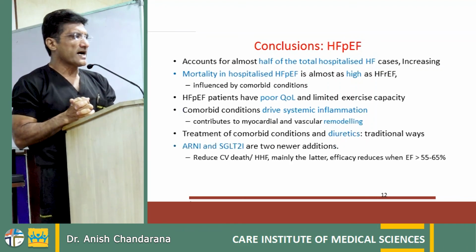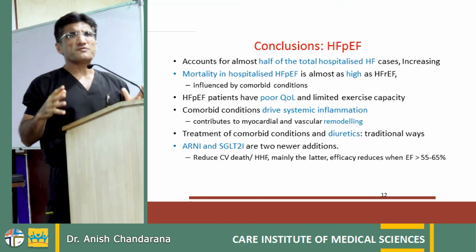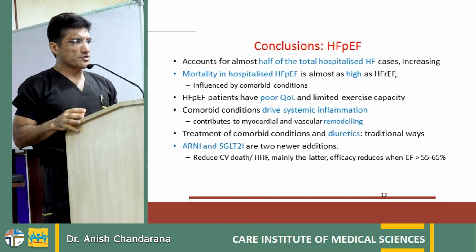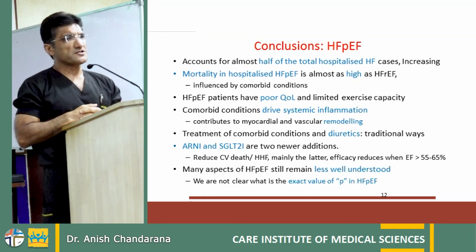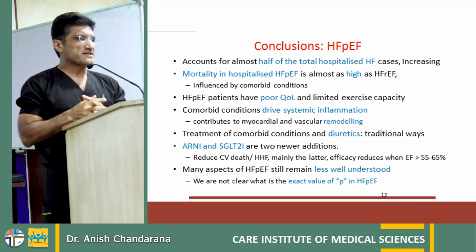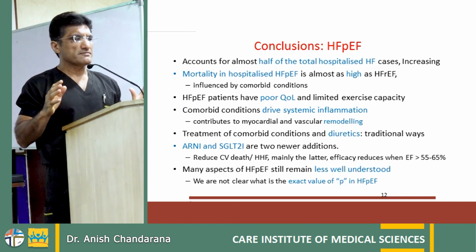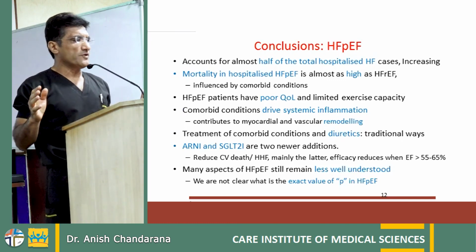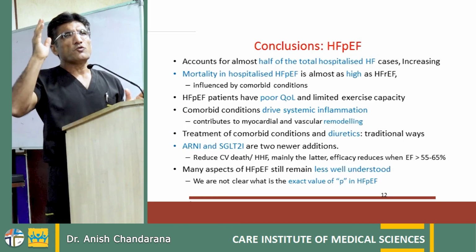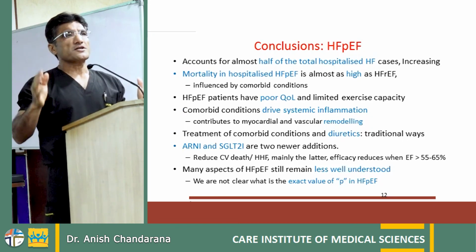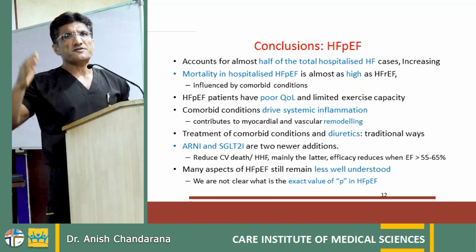that is ARNI and SGLT2 inhibitors. So both of them are quite good, and they should be used in every patient where there is no significant contraindication. And something which is very important, many aspects of HFpEF are still under doubt, and we are not understanding them well. In fact, at the moment, the world is not very clear what this P means. So what is the cutoff of HFpEF? Is it 50% EF? Is it 55?